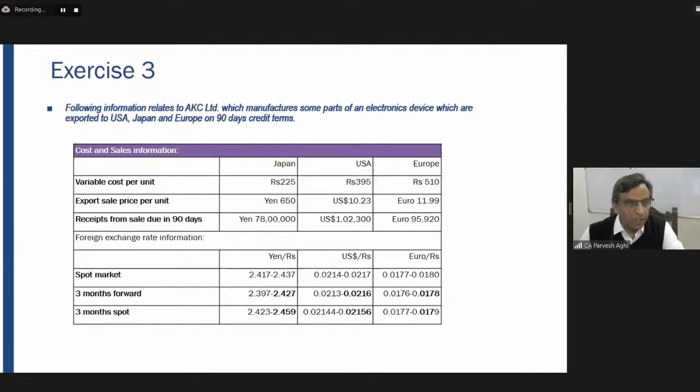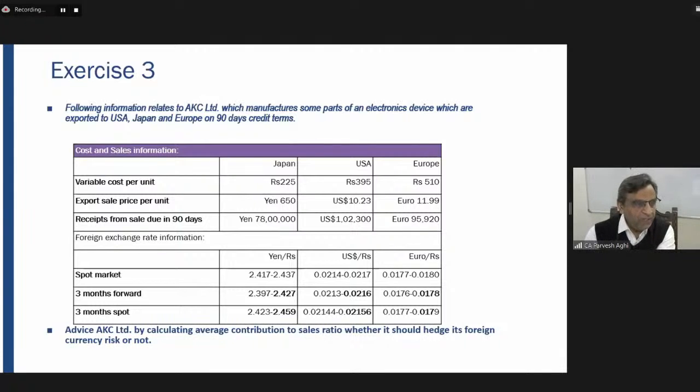Now the quotes, if you see, are all indirect quotes as far as Indians are concerned, because it says 1 rupee is equal to so many dollars, or 1 rupee is equal to so many yen, and 1 rupee is equal to so many euros. So these are all indirect quotes. Okay, fine. So we will see how we can solve our question by using these indirect quotes.